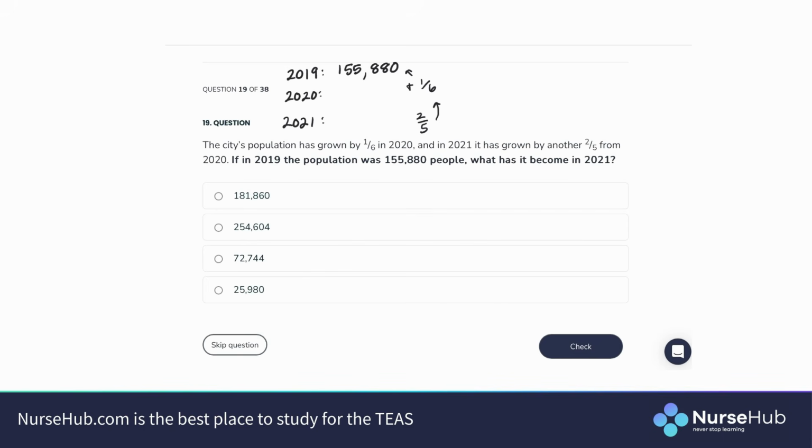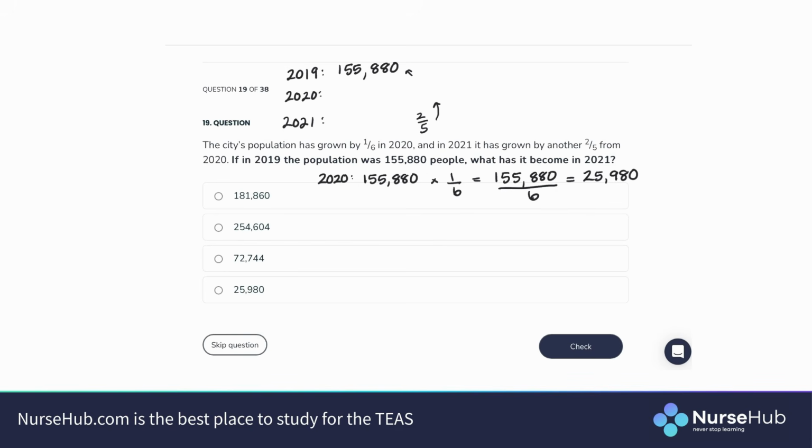So the city's population grew by 1/6. So what we're going to do, and this is for 2020, is take 155,880 and multiply it by 1/6. That's going to let us know the population that has grown from 2019 to 2020. So that gives us 155,880 over 6, which is equal to 25,980. That's how many more people there are from 2019 to 2020.